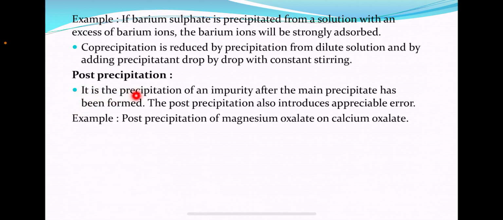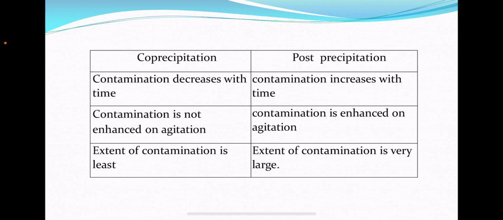Post precipitation means it is the precipitation of an impurity after the main precipitate has been formed. Okay, so what happens is, first the main precipitate will be formed, and then in the next step, once the precipitate is formed, an impurity is going to be formed. So post precipitation also introduces appreciable error. For example, post precipitation of magnesium oxalate on calcium oxalate. So this is one example.